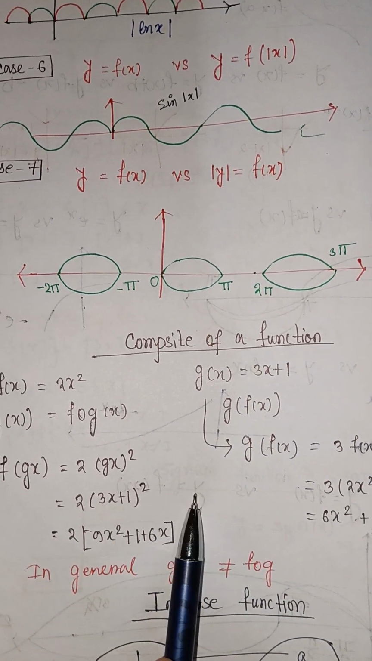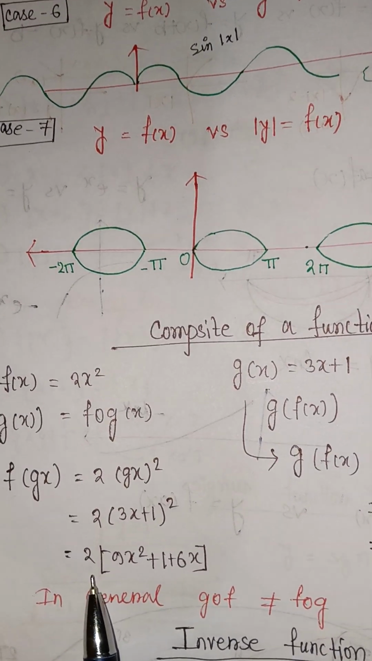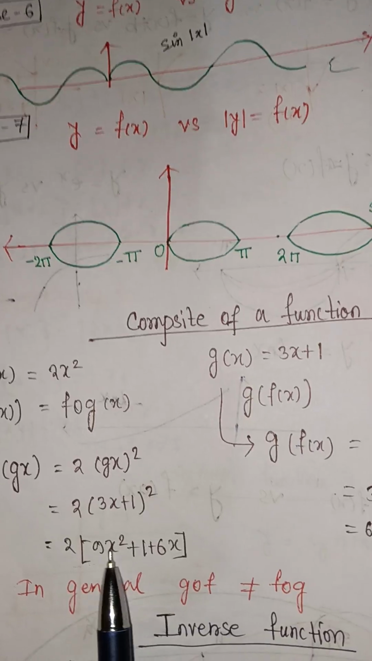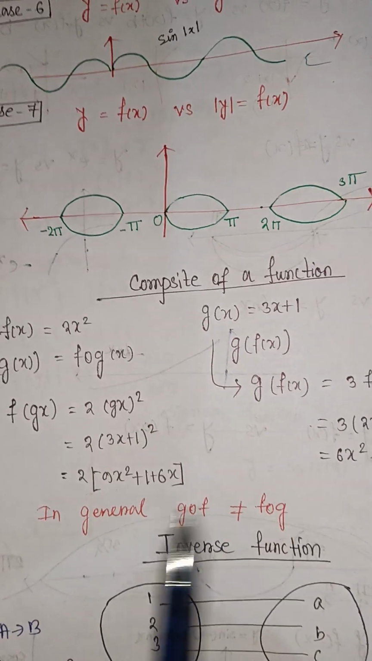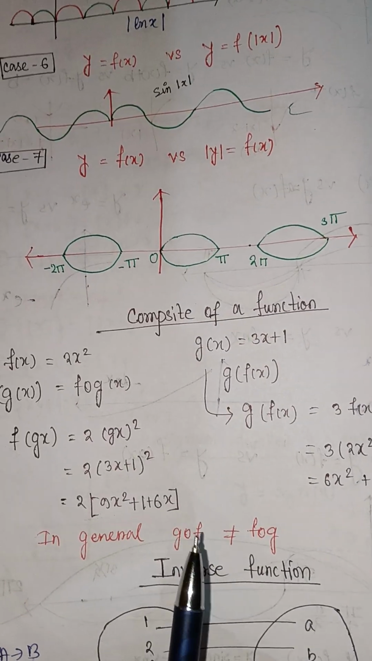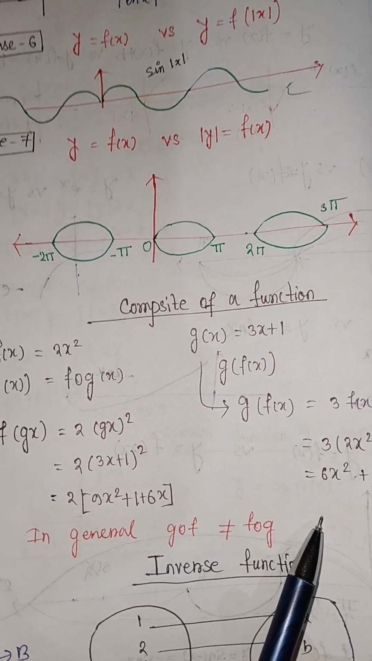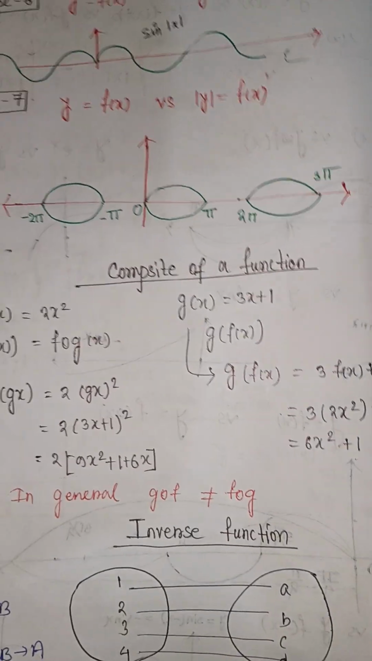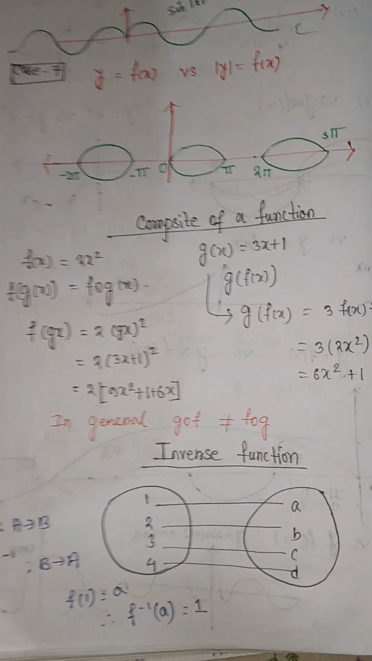3x+1, that is (3x+1) whole square, and the answer is 2 into 9x² plus 1 plus 6x. Okay, in general g of f is not equal to f of g. Next, the important thing, that is inverse function.